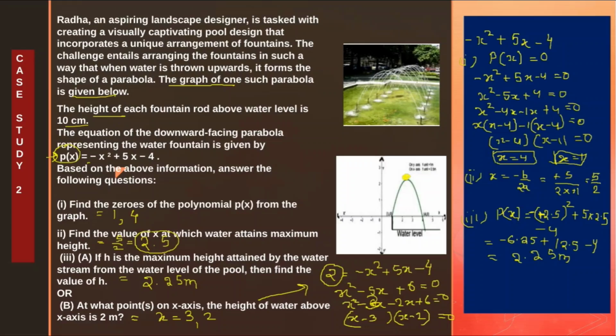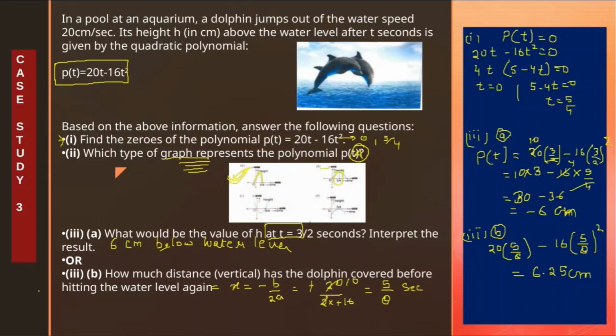Let's look at a dolphin jumping out of the water at 20 centimeters per second. Its height above the water after some time t follows this quadratic formula, p of t equals 20t minus 16t squared. We'll use this to find a few things.